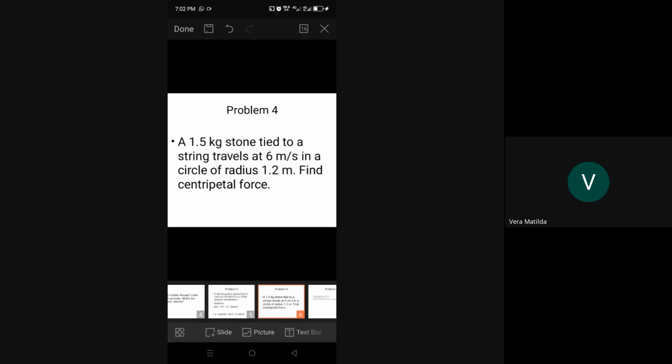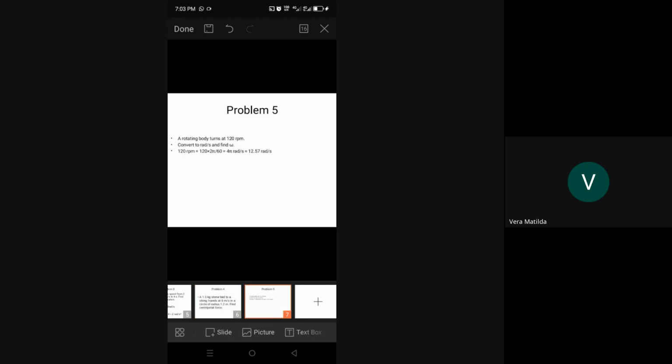It's just mv square over r since it is centripetal force, and you already have mass 1.5 kg. Your velocity is 6, so it will now be 6 square. Your radius is 1.2. Everything divided by 1.2. You will get your answer. It's very simple. In 10 seconds you can solve this.